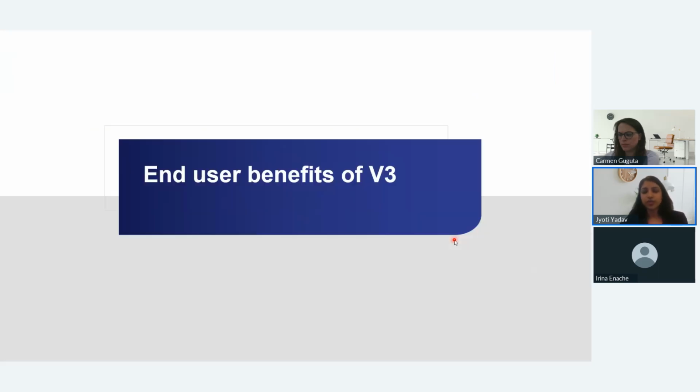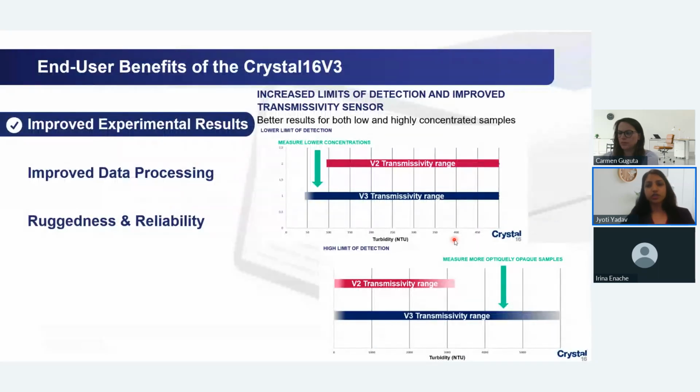What are the end user benefits of the latest version? So the latest version V3 has increased the limit of detection and improved transmissivity sensor. That means you can measure the lower concentrations and the higher concentrations more precisely. For the lower concentrations, you can go to even 0.5 mg per ml, and this is tested with carbamazepine compound. And for the higher range, you can go up to 1000 mg per ml.